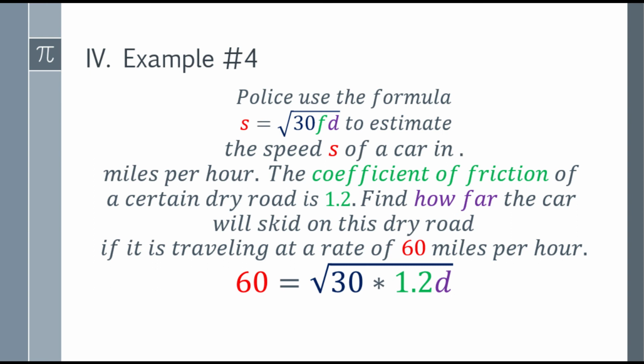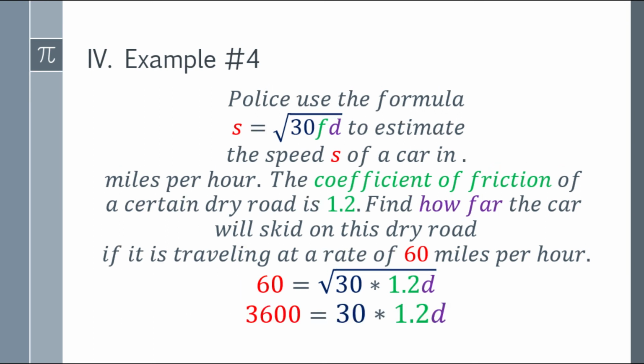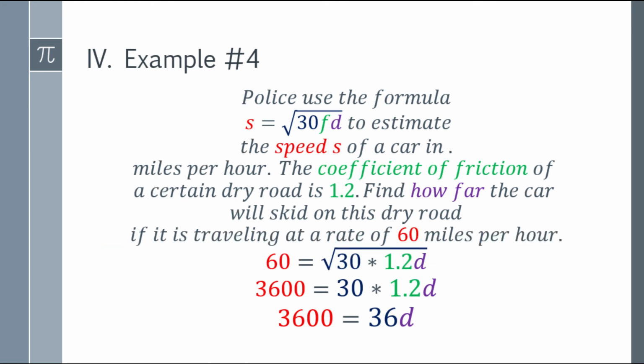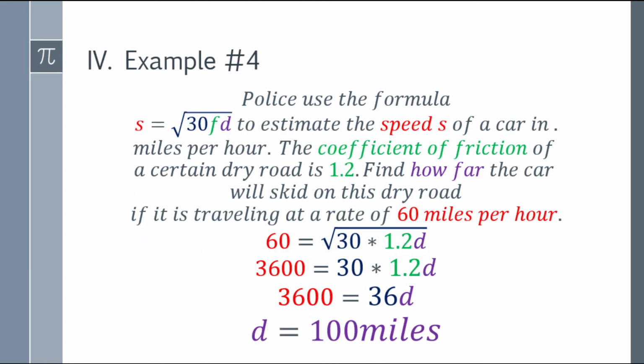Okay. Ngayon, i-square natin both sides. That will be 3,600 is equal to 30 times 1.2D. Simplify it further, that will be 3,600 is equal to 36D. And divide both sides by 36, and that will be D is equal to 100 miles. And that's the final answer doon sa tanong. Now, find how far the car will skid on this dry road. So, how far? That will be 100 miles.